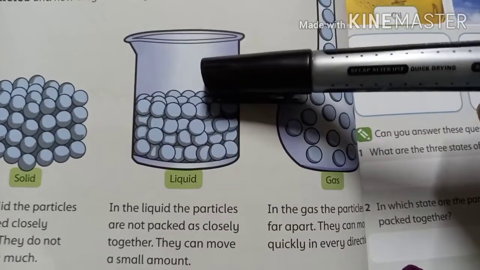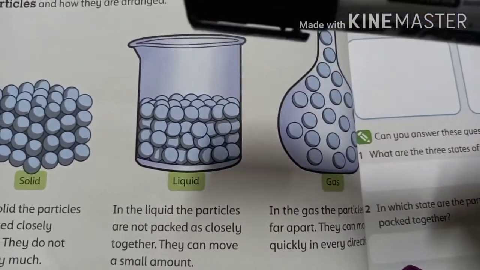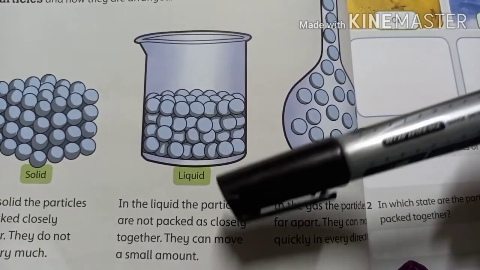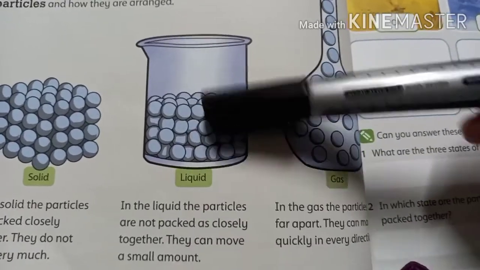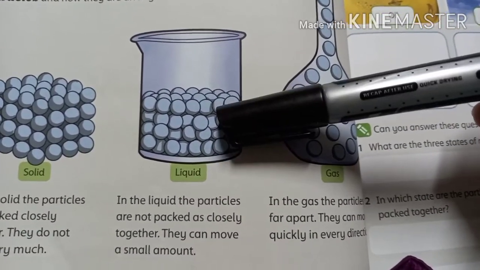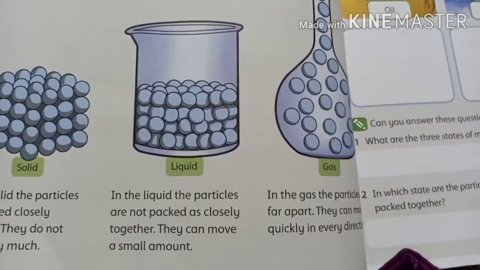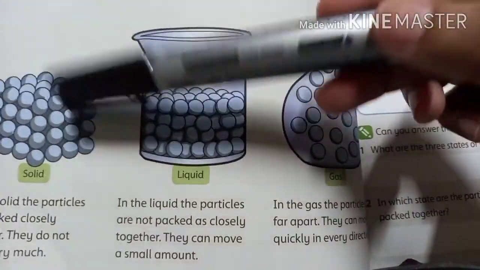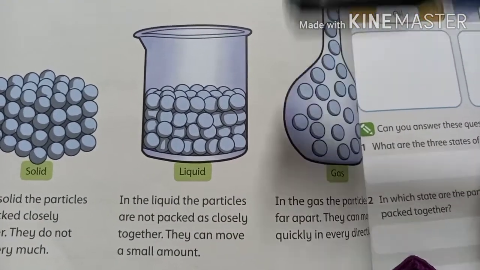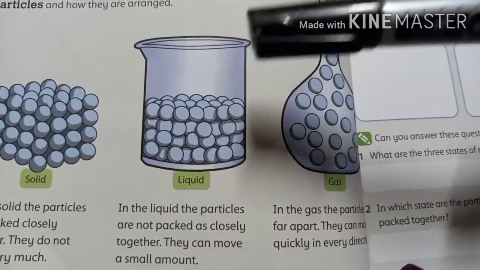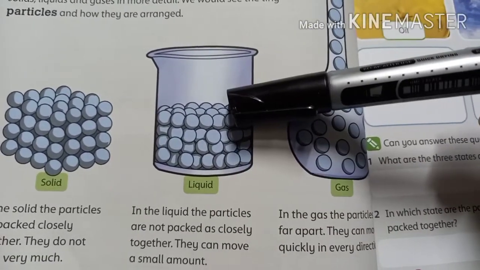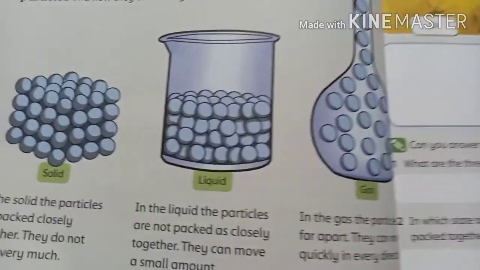Now have a look at these particles. These are the liquid particles. In the liquid, the particles are not packed as closely together. Still they are near to each other. Still they are sharing attractive forces, but they are not as tightly packed as in solids. So they can move a small amount. That's why we are able to pour the liquid from one container to the other.